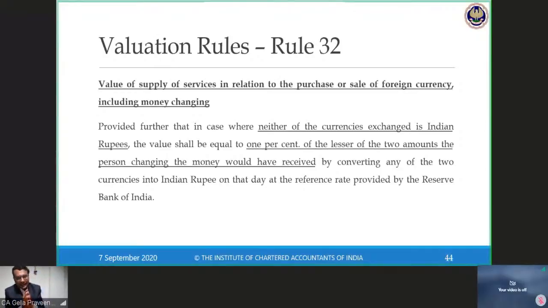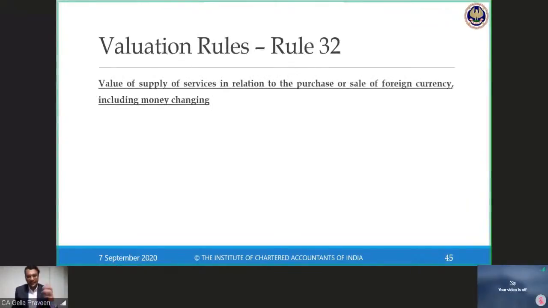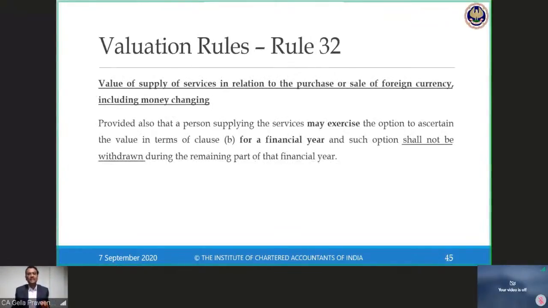So in the other case, where neither of the currencies is exchanged in INR, which I talked about, it is 1% of the lesser of two amounts. You have euros, you have yen. If these two are exchanged, whichever has a lower currency value converted to INR, that 1% shall be my transaction value. Alternatively, now this is one equation.